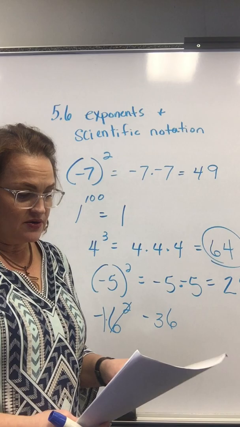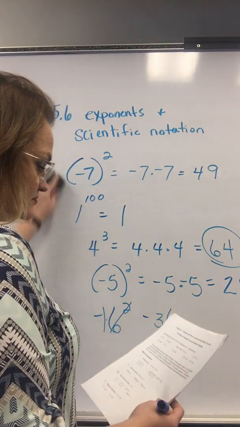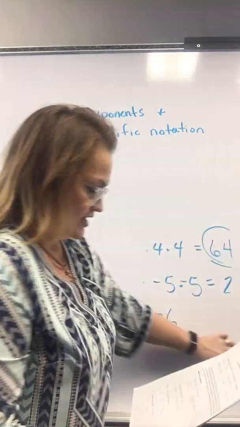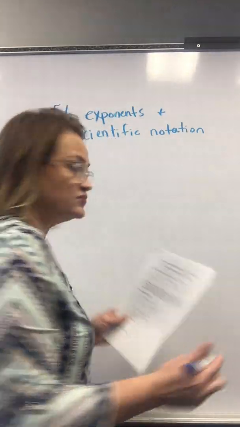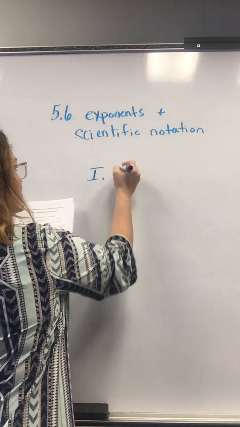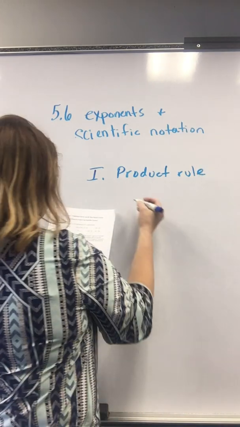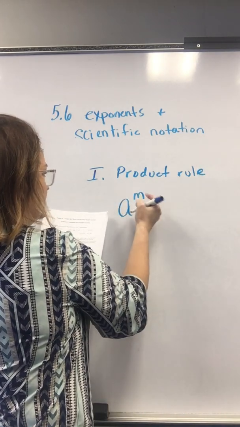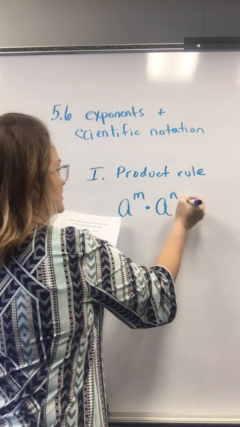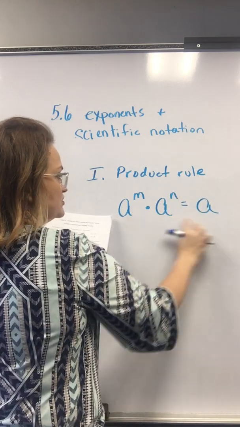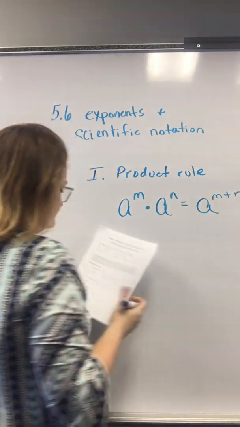Okay, the next thing we're going to go through are these rules of exponents. We have a list of rules here. The first rule of exponents is called the product rule. So number 1, product rule. The product rule says if you have any base raised to a power times that same base raised to a power, then that is equivalent to bringing the base over and adding the powers, m plus n.